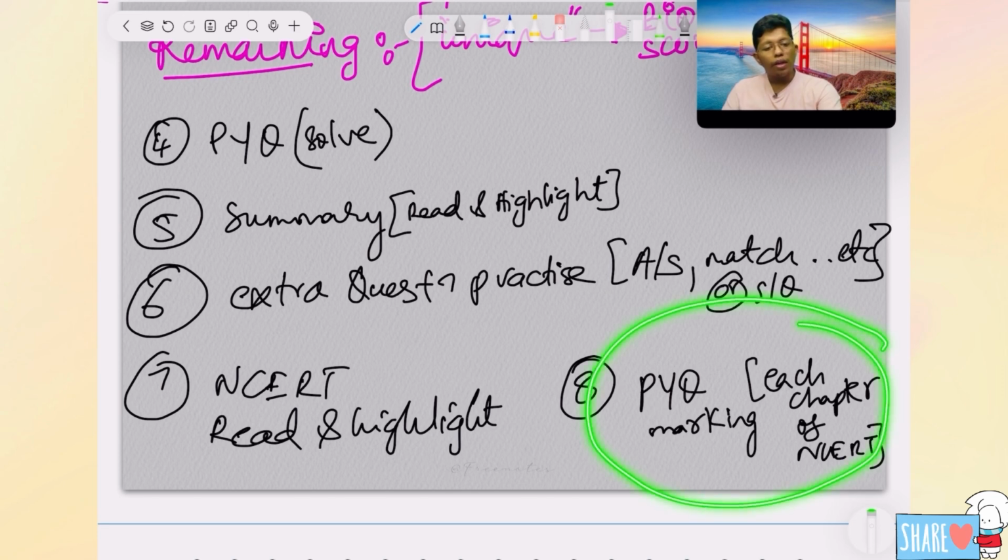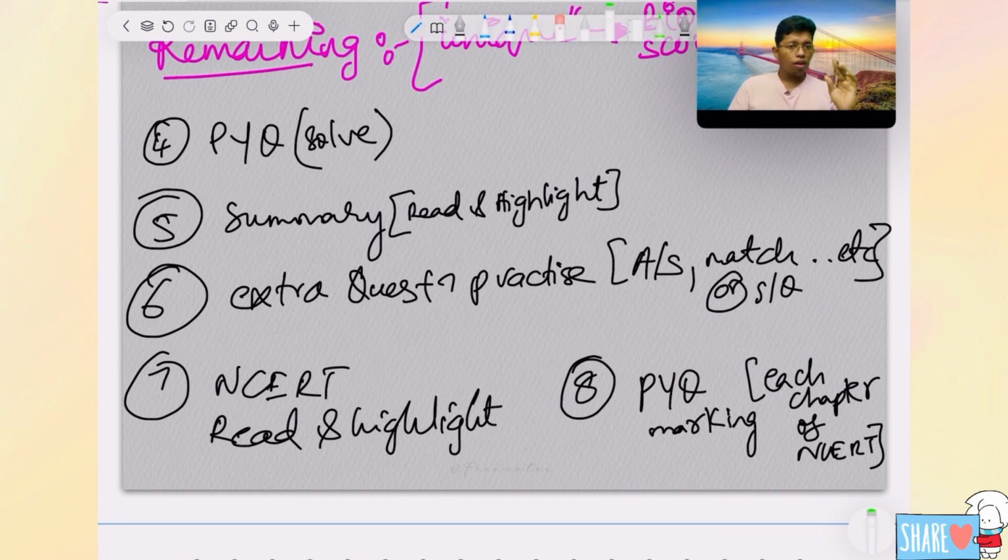Next, PYQ marking in each subject of NCERT. This thing also is very important. In PYQ marking, just solving a PYQ is not enough. You should focus on PYQ topics and try to mark them on NCERT. That is, PYQ marking also is very important.